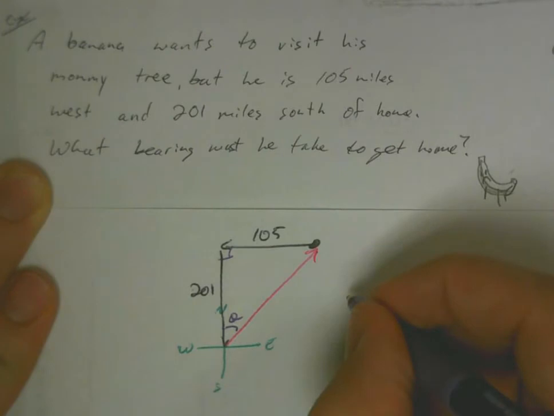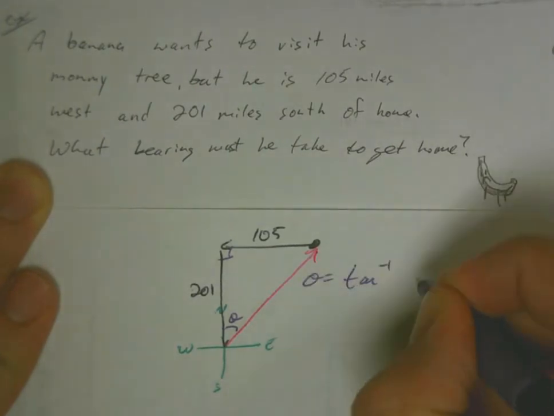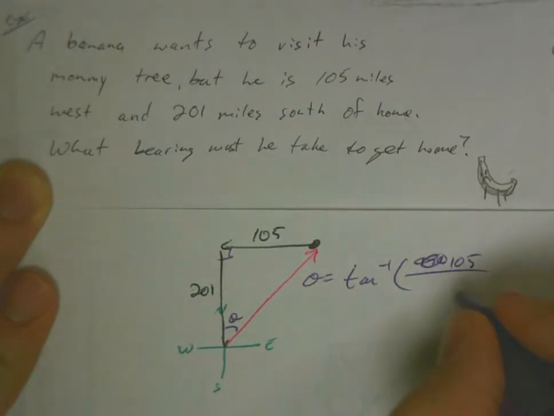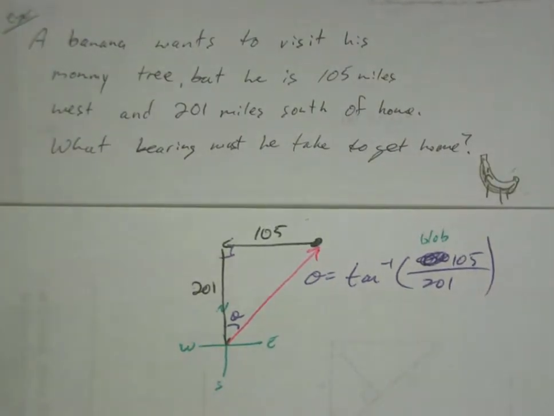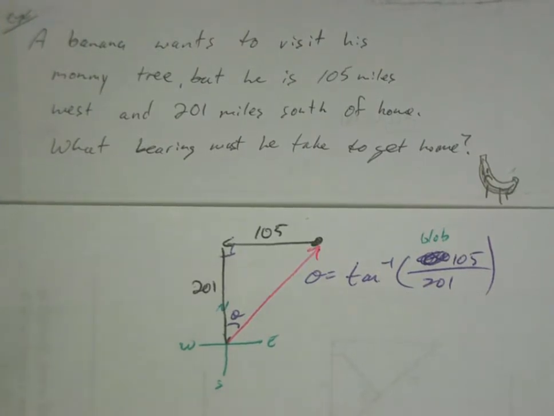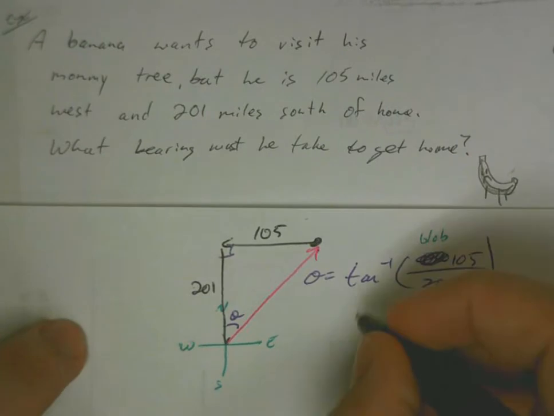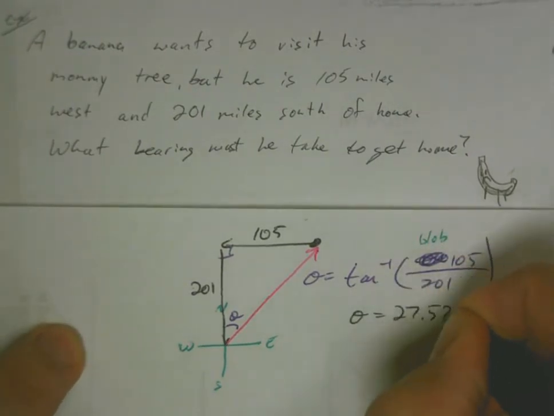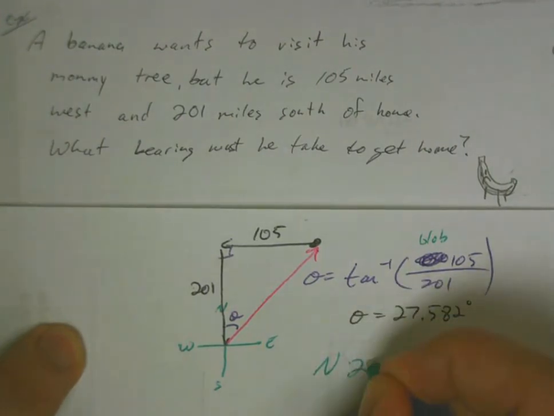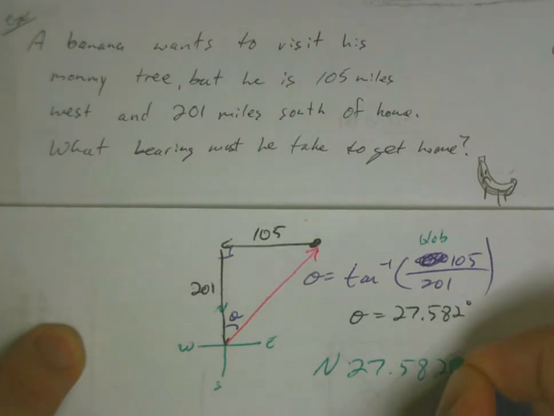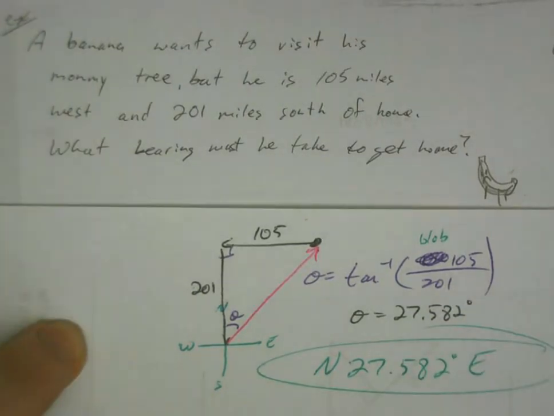So I can say that theta is equal to tangent inverse, since I'm looking for the angle, of opposite over adjacent. That's not right, 105. I wrote 150. I'm sorry for blobbing. 105 over 201. And then do some fancy magic tricks in your calculator. And this angle comes out as 27.582 degrees. So I will say for my bearing that he must go north 27.582 degrees to the east in order to get back to his mama tree.